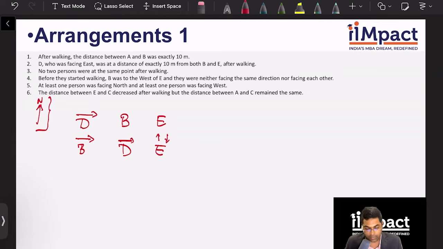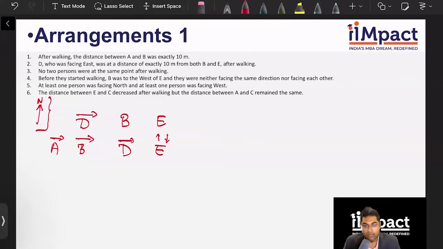What do I know about that? I know that after walking, A and B were 10 meters apart. Now, since B and D have to be 10 meters apart, there cannot be anybody between them. Yes, that is not possible. So therefore, the only way that clue number 1 gets satisfied is if A is to the immediate left of B and moves towards the east. Only then it is possible. Correct, guys?